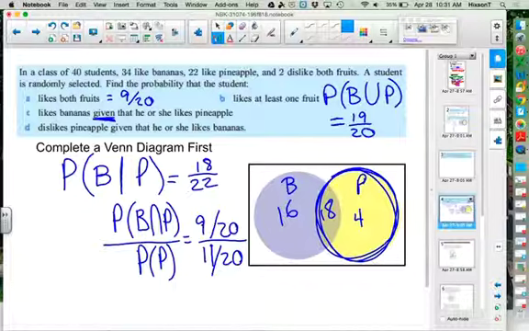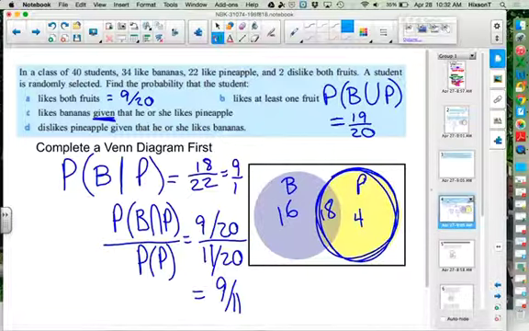Okay? And if you reduce that, you get 9 over 11. Which happens to be the same thing you would get if you reduce this, 9 over 11. So whether you use the formula, which sometimes you'll have to use, or whether you use a Venn diagram and just pick out the piece of information that you need, you can get your conditional probability there. Are there any questions?